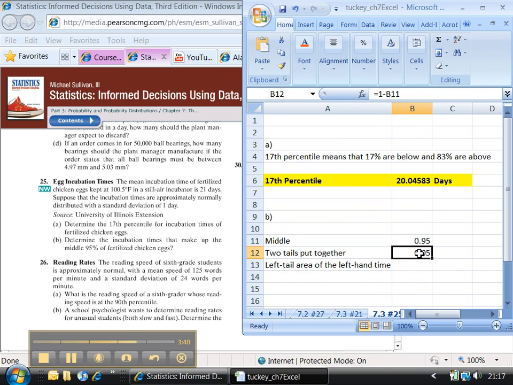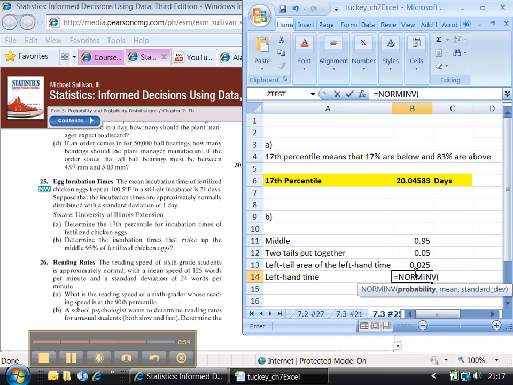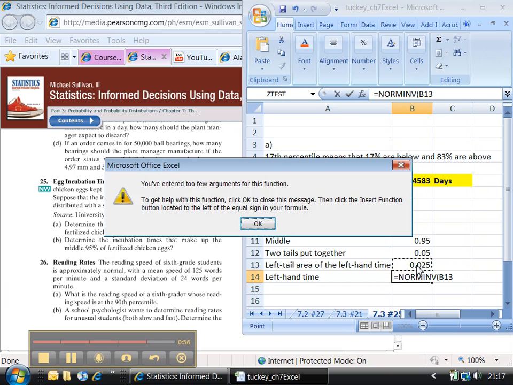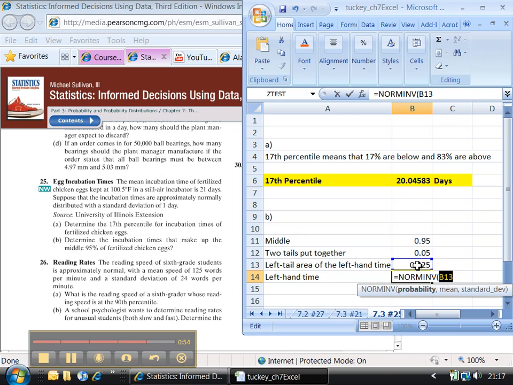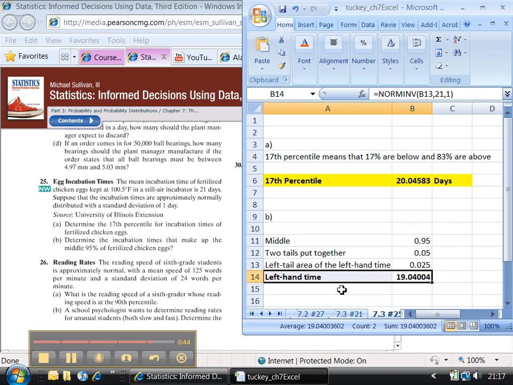Well, if the two tails together make 5%, then the area to the left of the left-hand time would be 0.05 divided by 2, right? Because if the two tails together are 5%, then this one is 0.025. So what's that left-hand time? That would be norm inverse of that. Enter. Oops, it beeped at me. That's right, because I didn't tell it the mean and the standard deviation. I'm losing my mind. All right, mean was 21, standard deviation was 1. There we go.